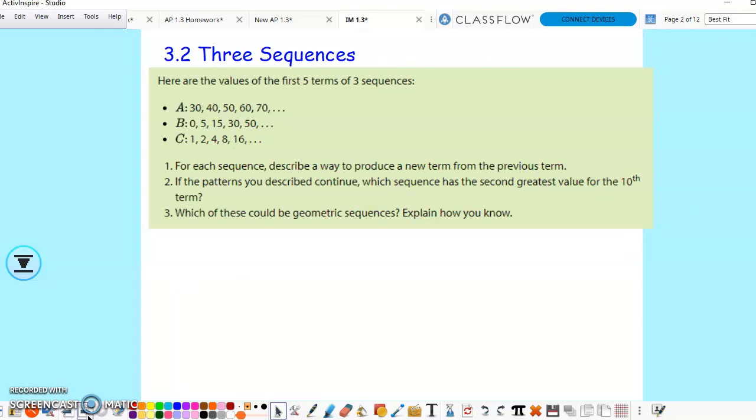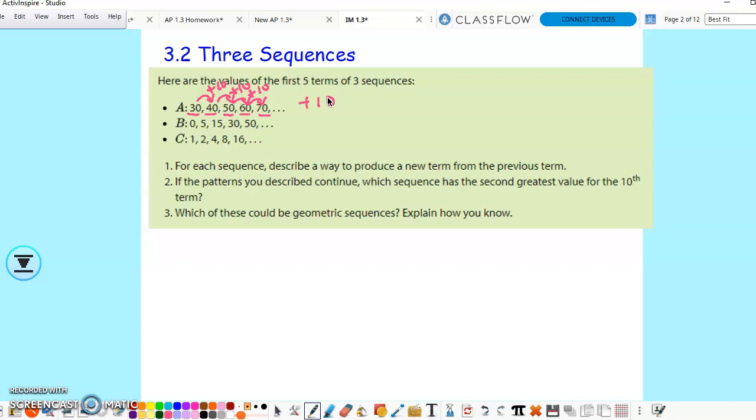Okay, so let's look at these different sequences. If I look at 30, 40, 50, 60, and 70, what am I doing each time to find the sequence? 30 to 40, I'm adding 10. 40 to 50, I'm adding 10. 50 to 60. So my pattern in every single case, I am adding a constant of 10.